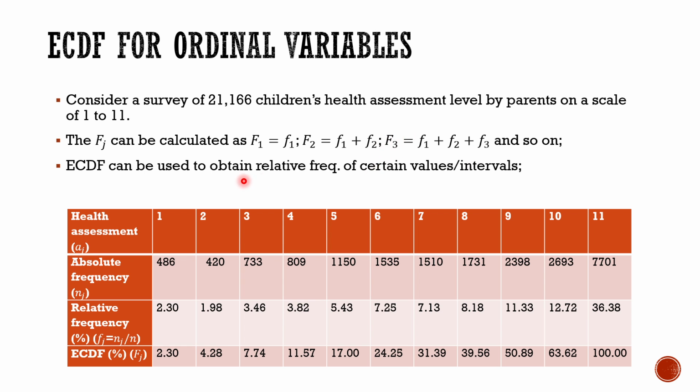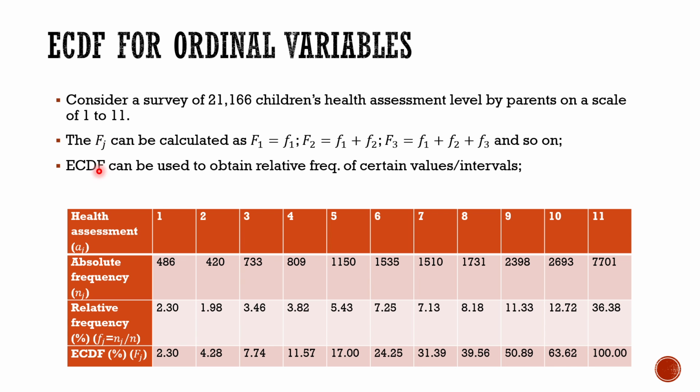So if you want to have the ECDF up to a health assessment of 6, then you will add the relative frequencies up to this. So you will have 24.25. So this is how the reported health assessment up to scale 6 is: 24.5% of children have reported this. So this is how you actually interpret it.